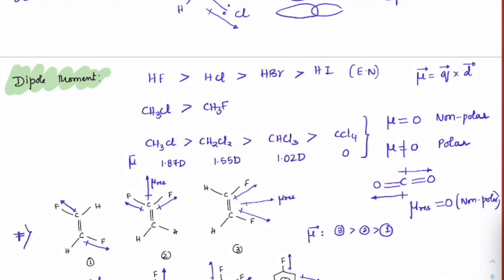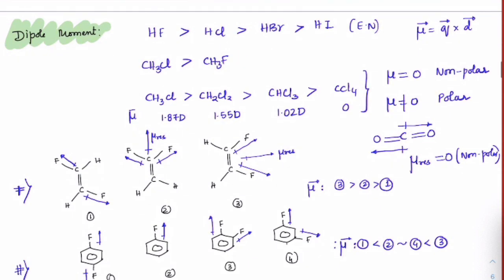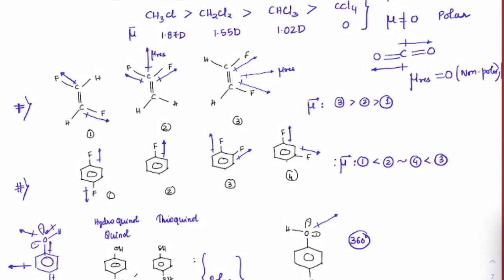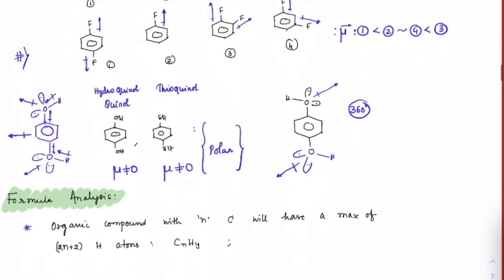We came across the fact that if you have vector sums of dipoles, we will have either polar or non-polar substances established. If the resultant dipole moment is non-zero, it is a polar substance. If it is equal to zero, it is a non-polar substance. For example, carbon dioxide is non-polar because its resultant dipole moment is zero. Similarly, we saw certain cases, drawing the dipole directions and trying to find out where the high dipole moment would be present. So we took a few cases.